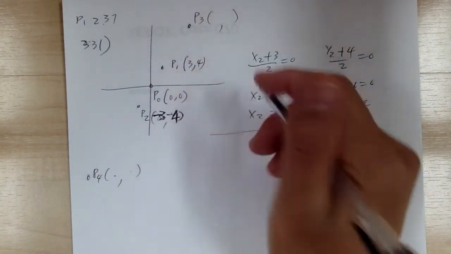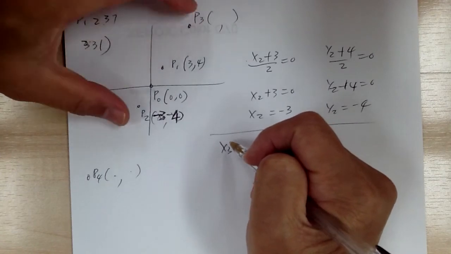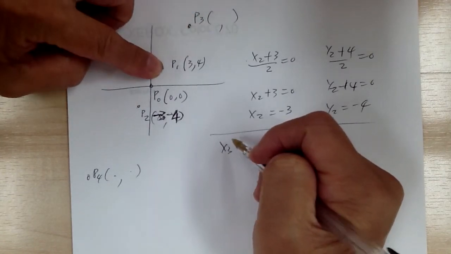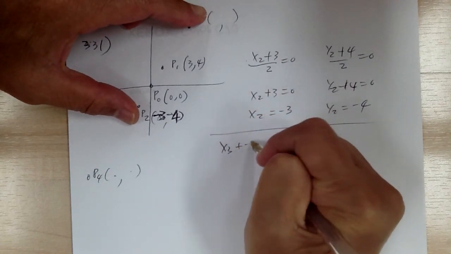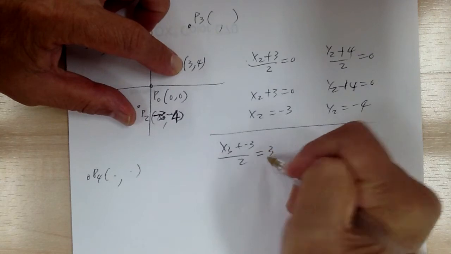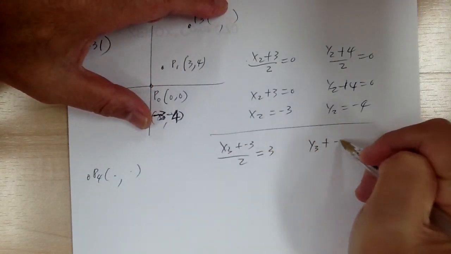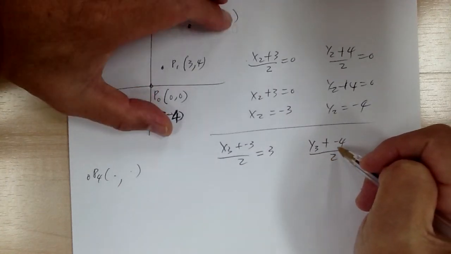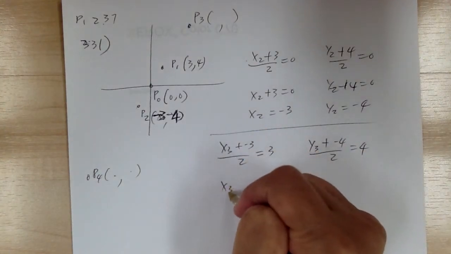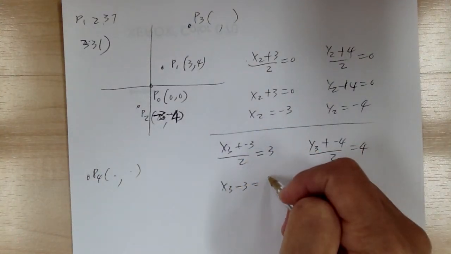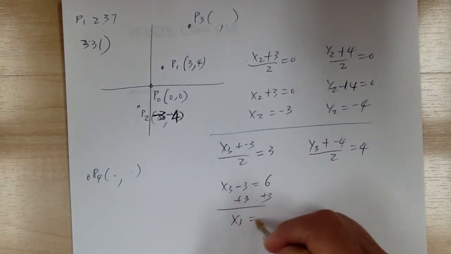So now you have to get P3, so you're going to get X3. Now P1 is your midpoint. Again, you reflect over, so P1 is your midpoint. So X3 plus negative 3 over 2 will equal 3, and Y3 plus negative 4 over 2. You add, your average will give you the midpoint. So cross multiply, and you add 3, so X3 will equal 9.